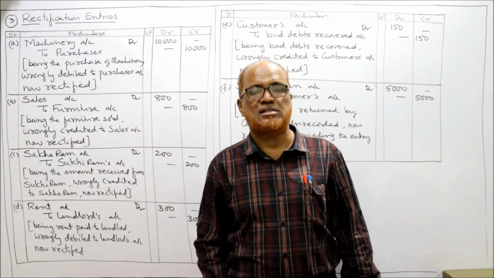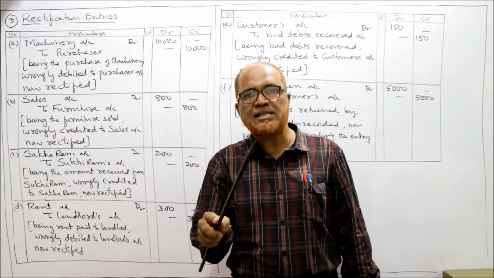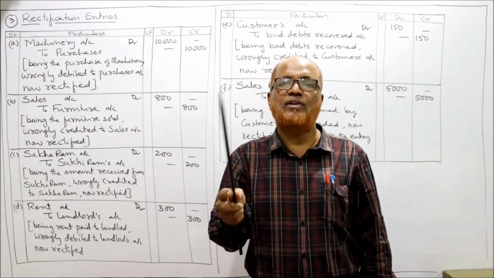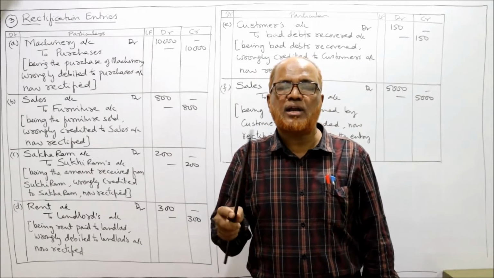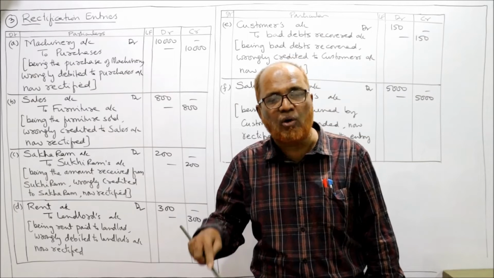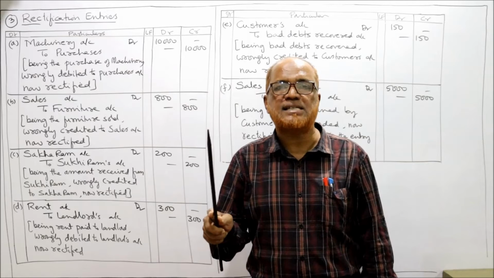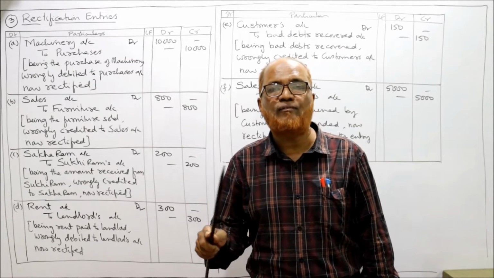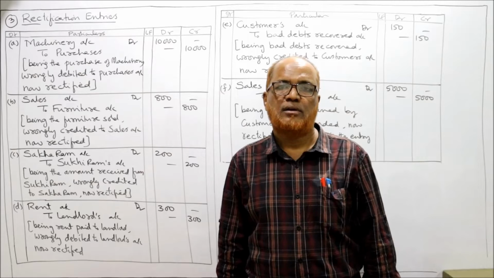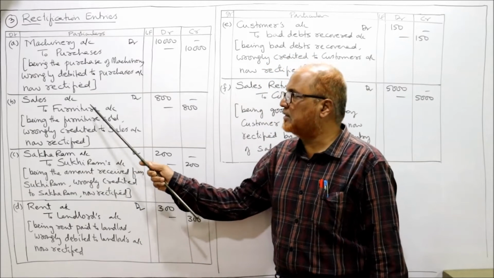Now we debit sales account. To cancel it, we have to debit. By mistake, sales account is credited, so we debit sales account. Furniture account should have been credited, but was not credited. Now we credit. The rectifying entry will be sales account debit to furniture account. The entry will be like this.